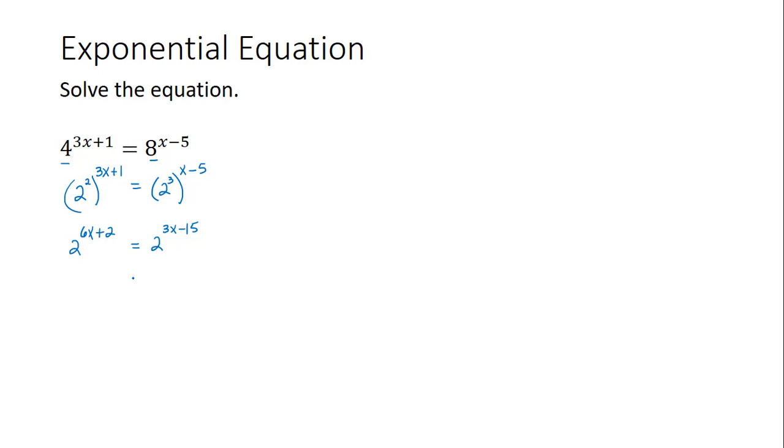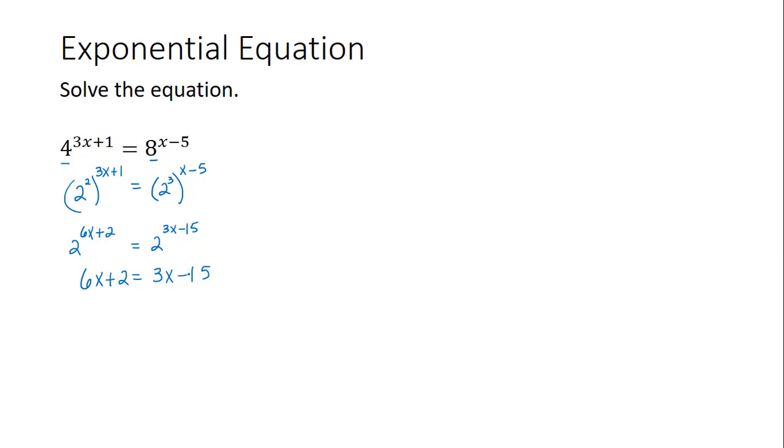Now, because of the one-to-one property of exponential functions, when we have two expressions that have the same base that are set equal to each other, the only way that can happen is if their exponents are equal. So this tells us that 6x plus 2 is equal to 3x minus 15.